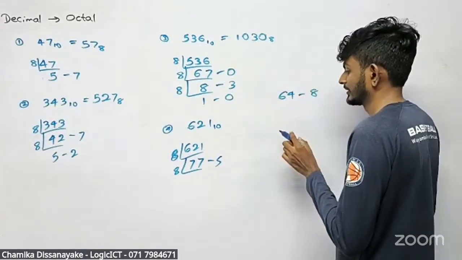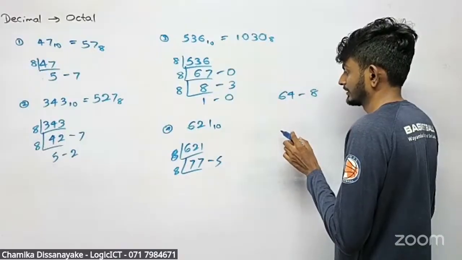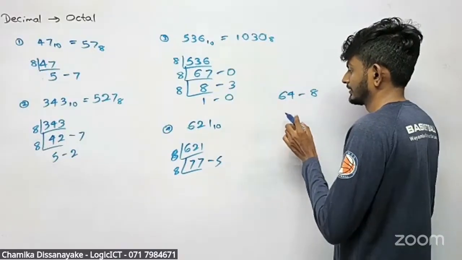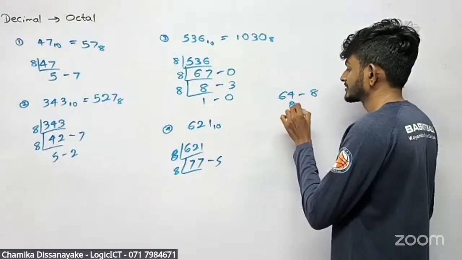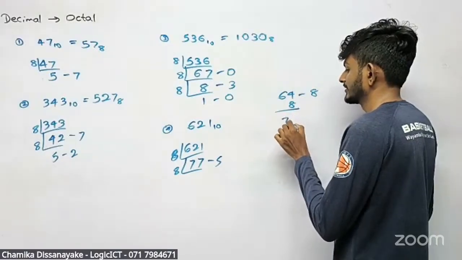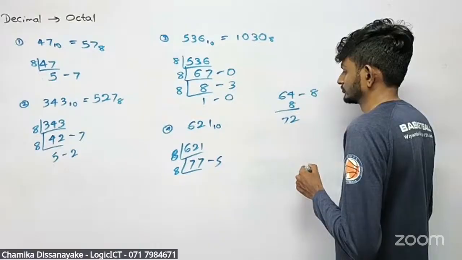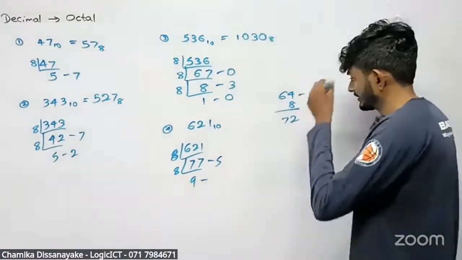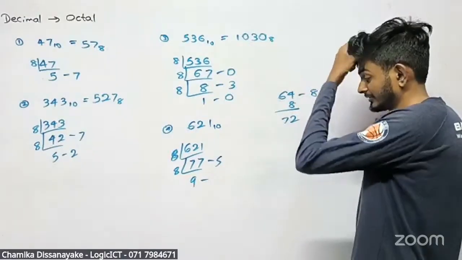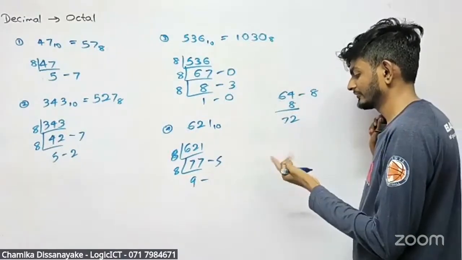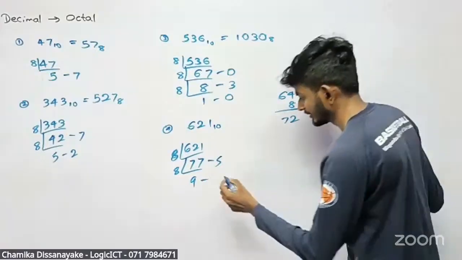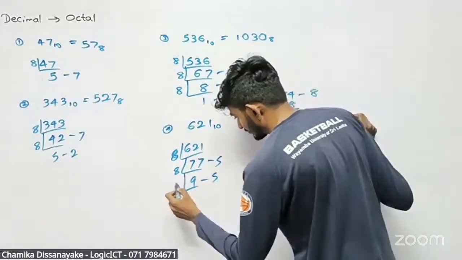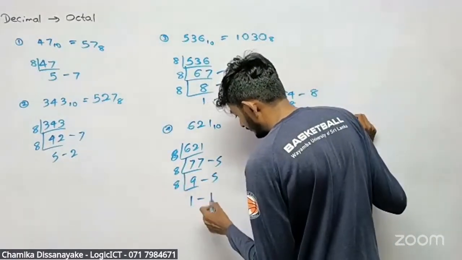Okay. Let's add 8. 72. Yes, there should be 9. Okay, there should be 9. Meaning we have 72, 3, 4, 5, 6, 7. Again 5. Again, we are going to divide by 8.